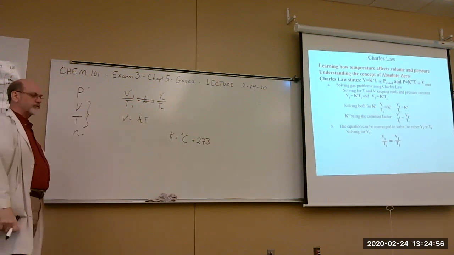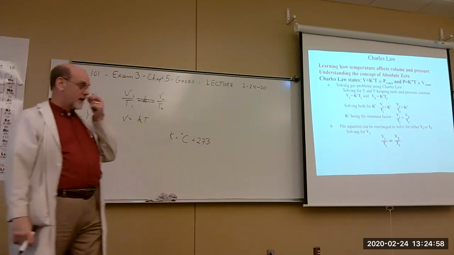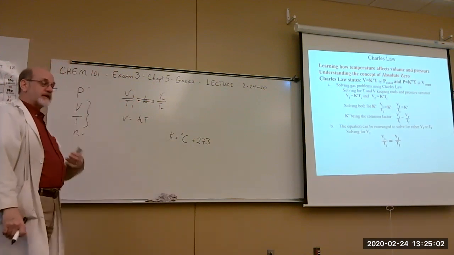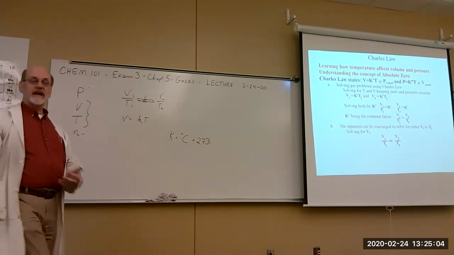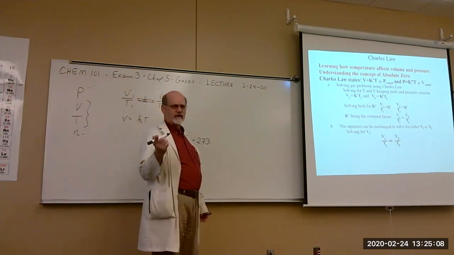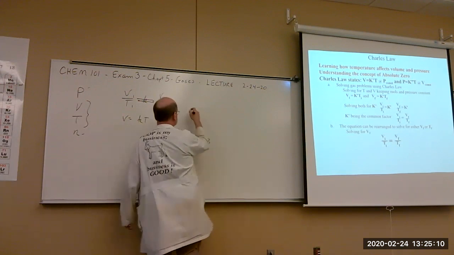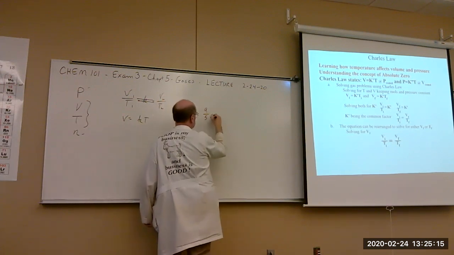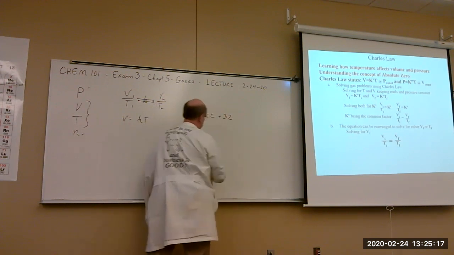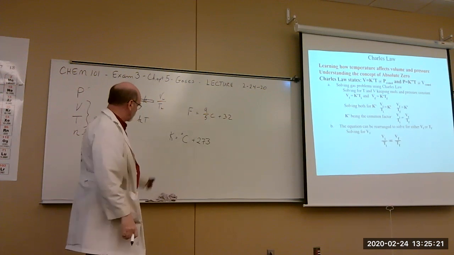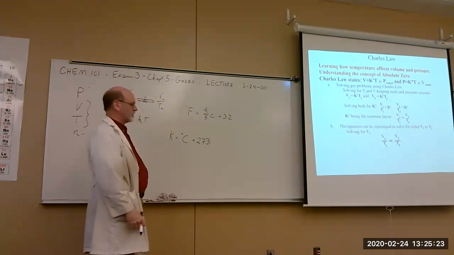So whenever you do temperature calculations in this class, always convert to Kelvin. If the temperature is given in Fahrenheit, then you've got to convert to centigrade first. Remember that? We did that one at the beginning of the semester, didn't we? Right. Fahrenheit equals 9/5 C plus 32. So if you need C, you just plug that one in there and then solve for C. And then add your 273, and you've got Kelvin.